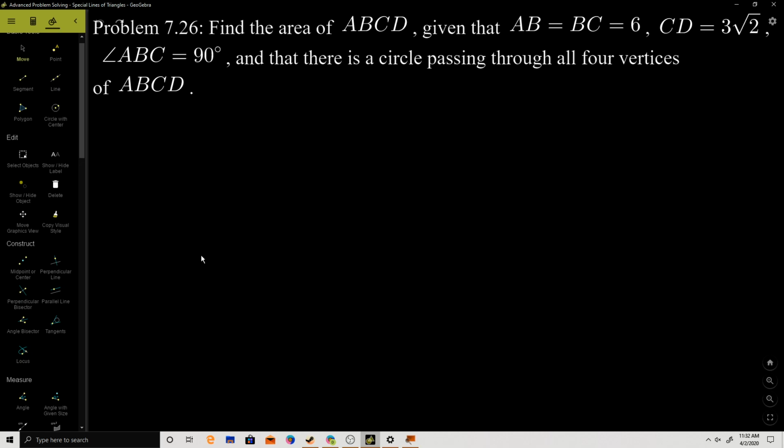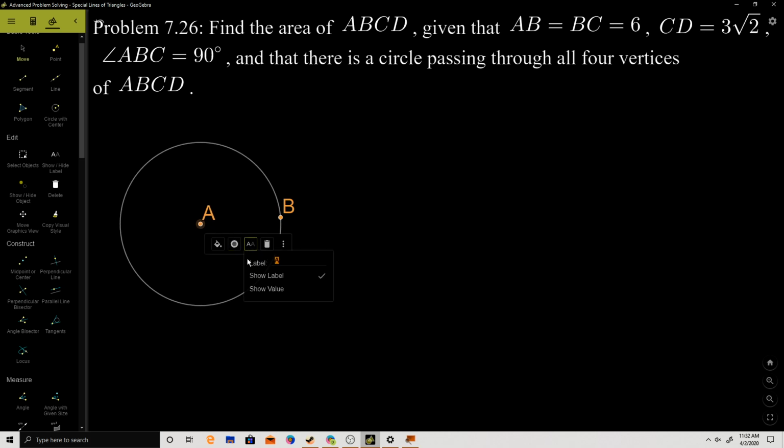times square root of 2, angle ABC equals 90 degrees, and that there is a circle passing through all four vertices of ABCD. So when we start this diagram, we should just start with the circle because it's easy to connect all your points after. So we got this nice circle here.